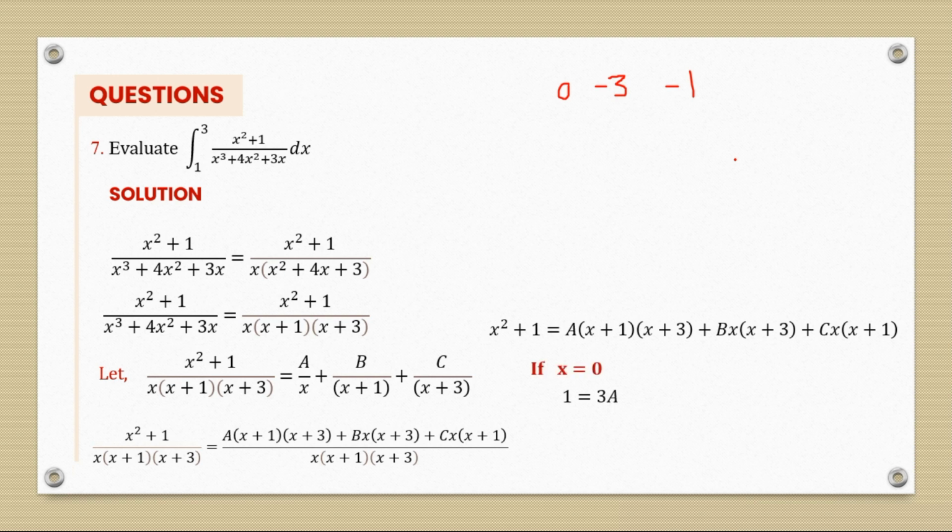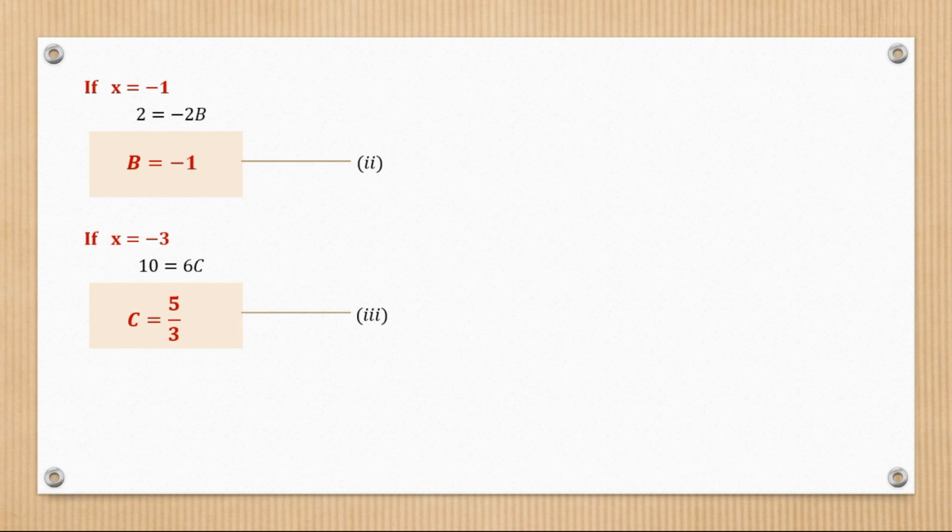So if x is 0, we have 1 being equal to 3a, so a shall be equal to a third. Then if x is equal to negative 1, we have 2 being equal to negative 2b, of which b shall be equal to negative 1. So if we let x be equal to negative 3, we shall have 10 be equal to 6c, of which c shall be equal to 5 over 3.